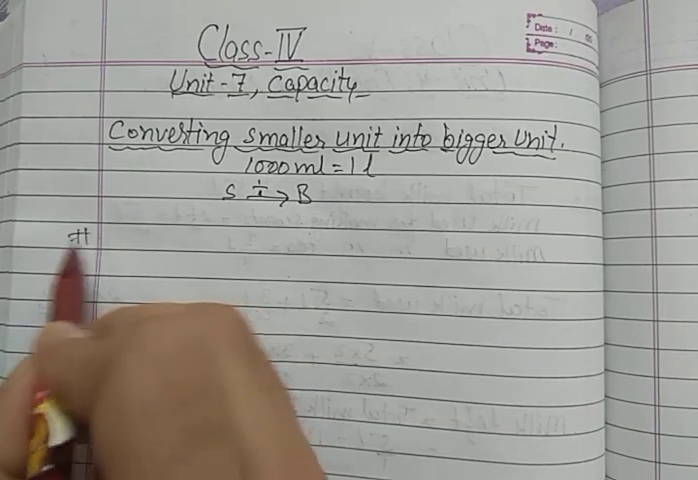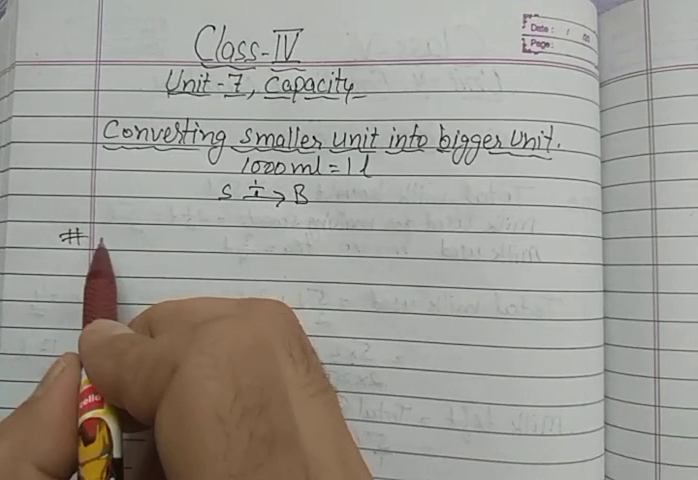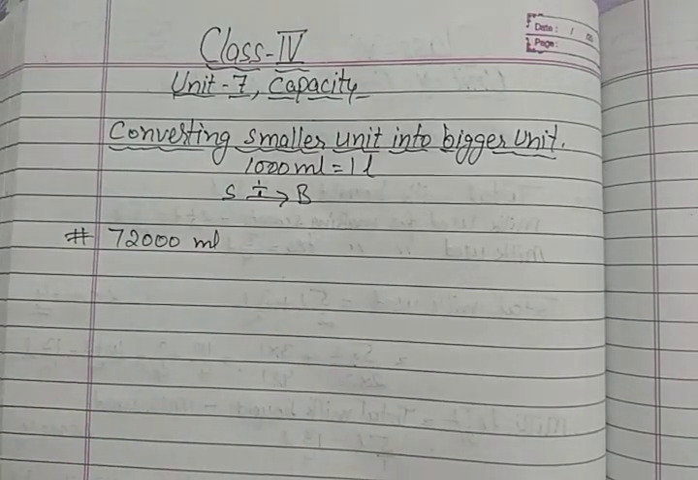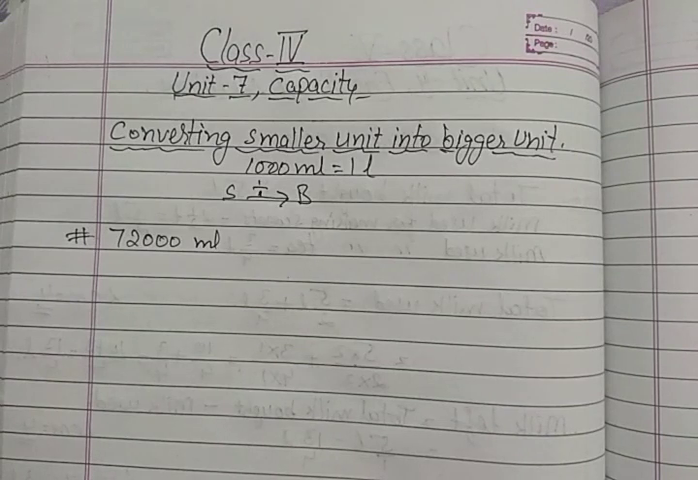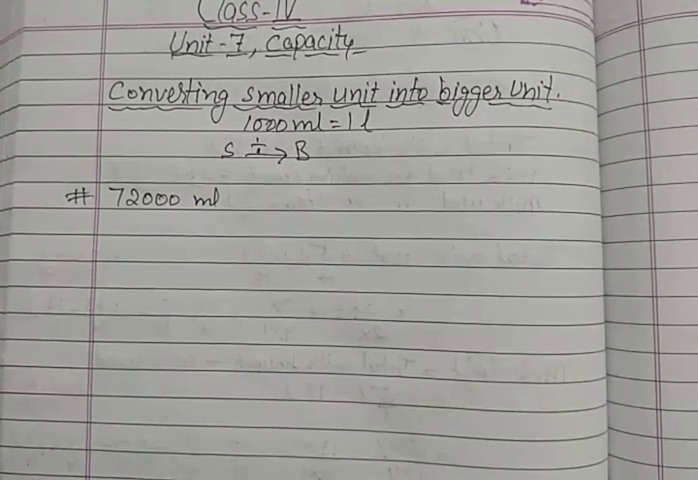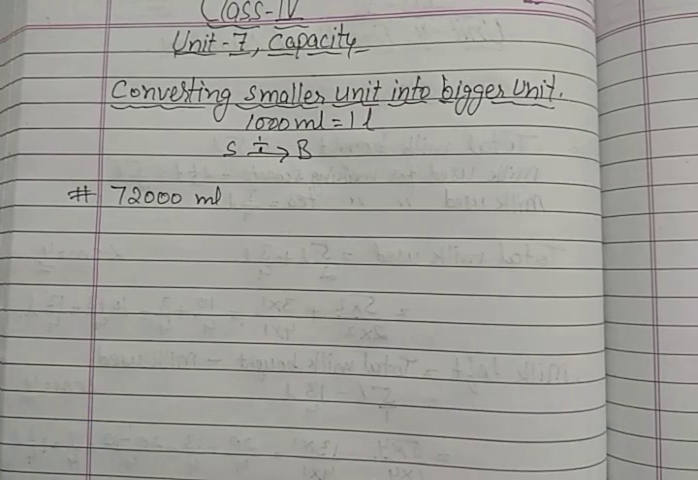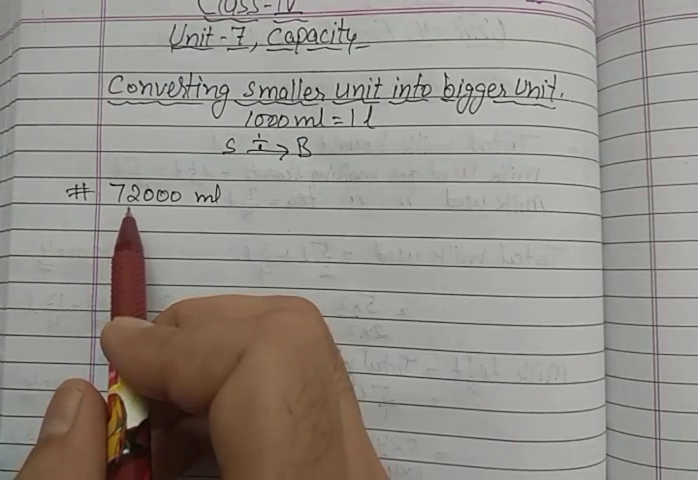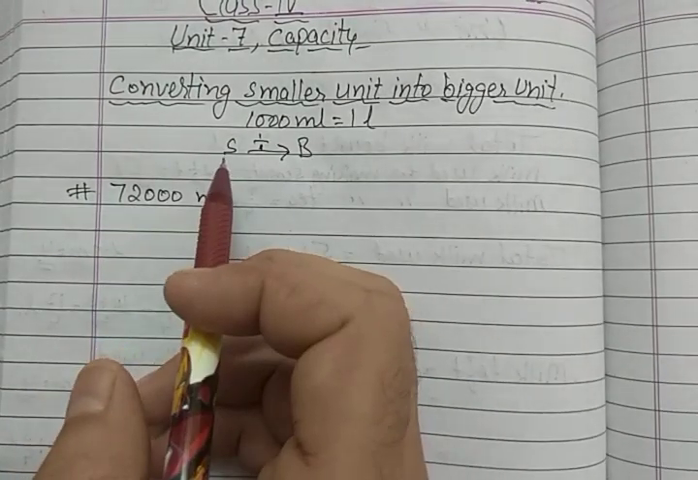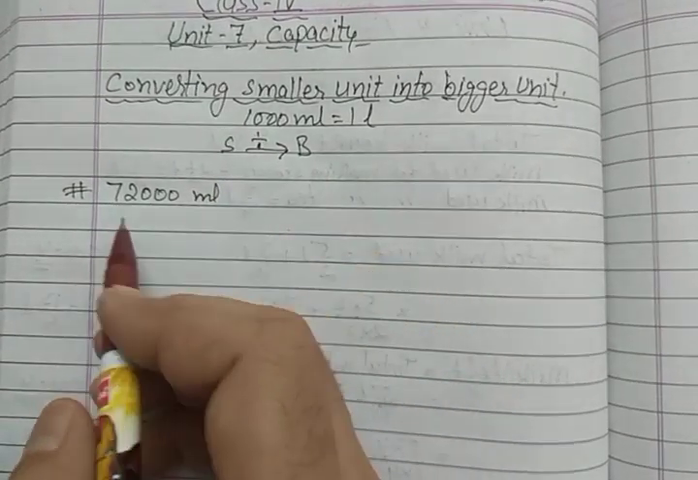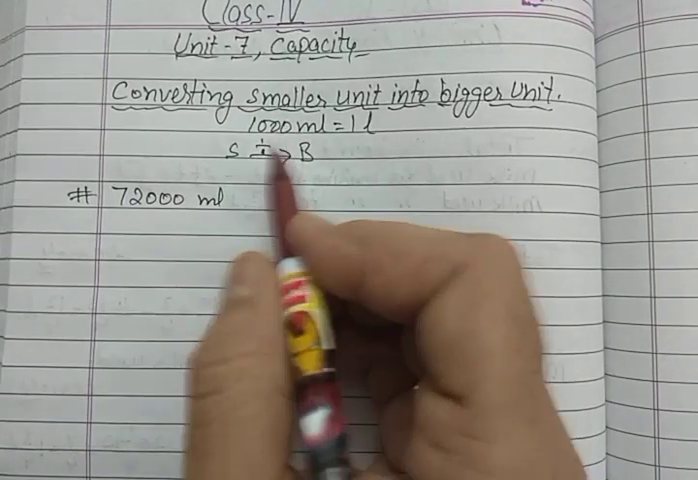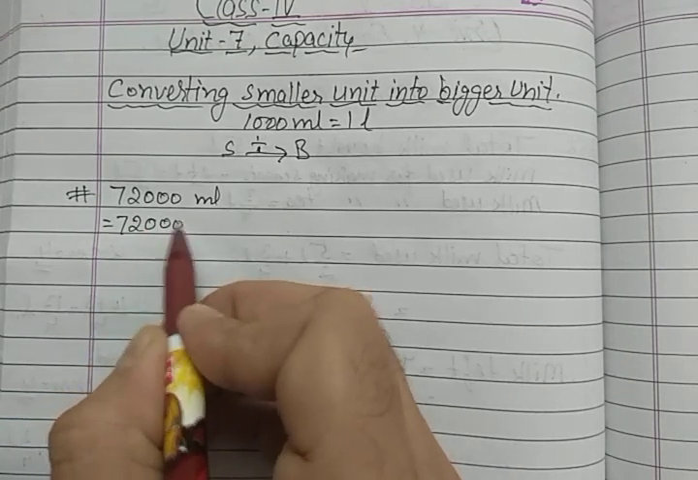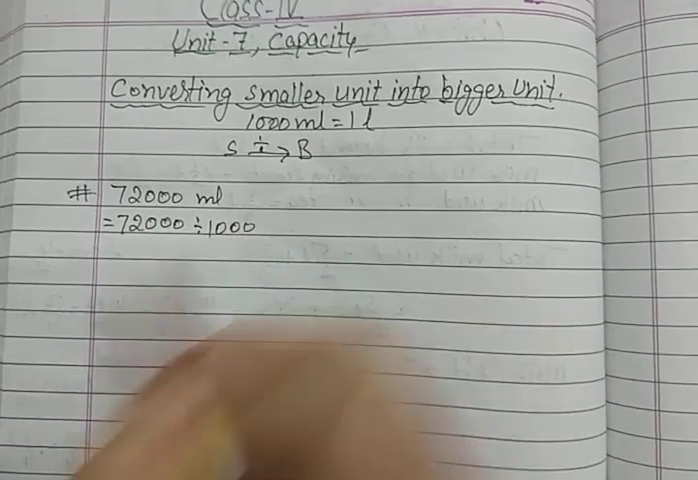Suppose we have to convert 72,000 milliliters into liters. So what do we have to do? This is the same as we have done in previous units, that means unit 5 and 6. Whenever we have to convert a smaller unit into a bigger unit, we have to divide by 1000 because 1000 milliliters makes 1 liter. So 72,000 divided by 1000.